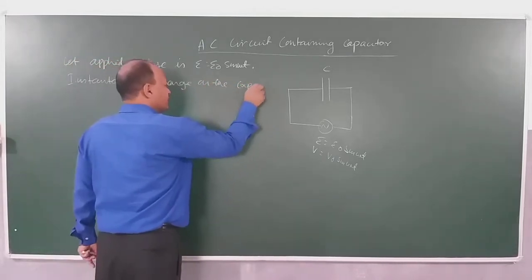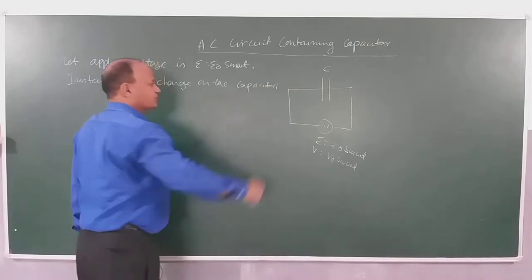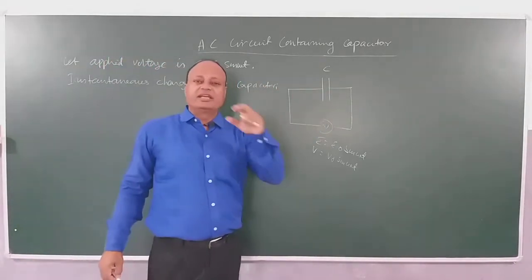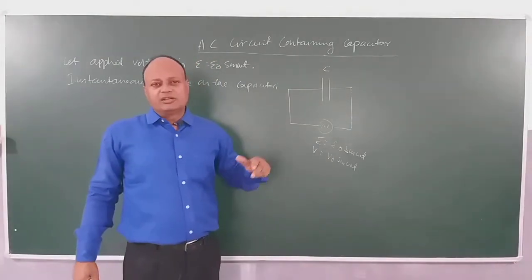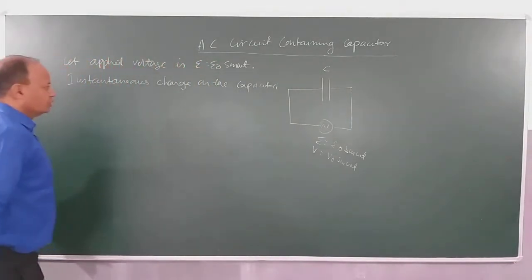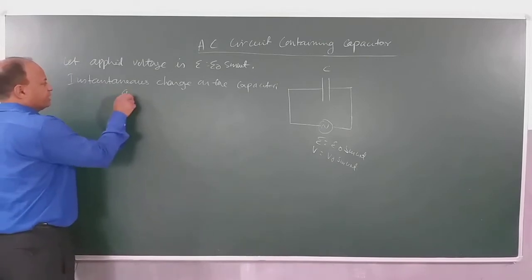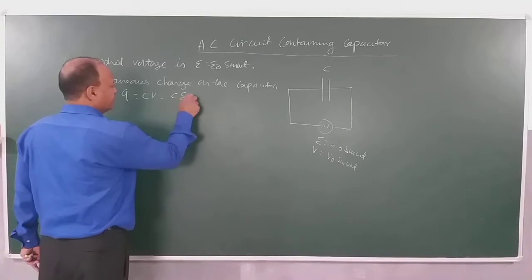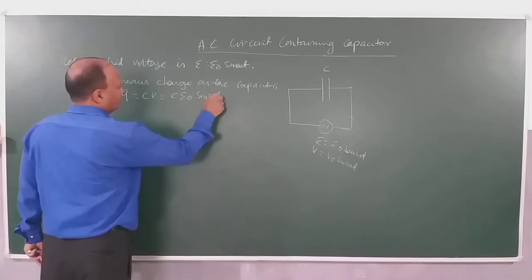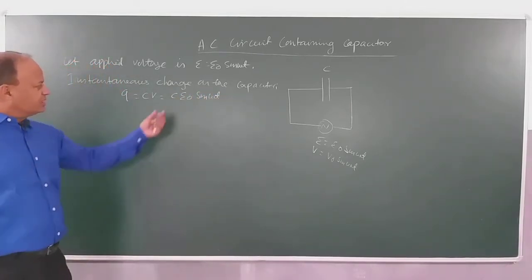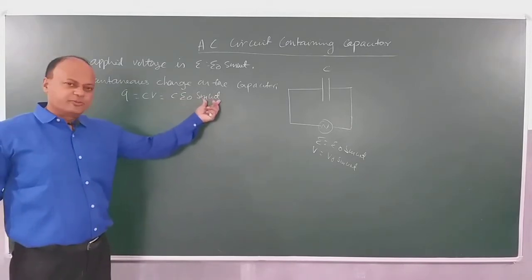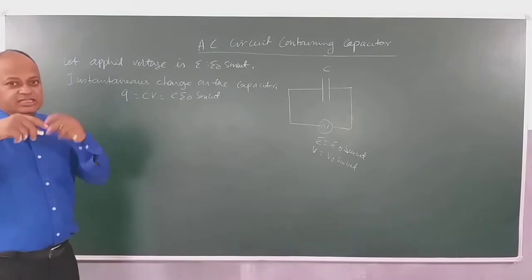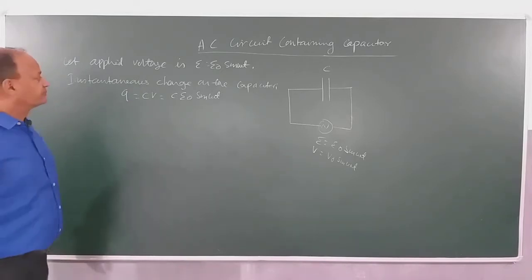Children, when this potential difference is applied, the current will be utilized to charge the plates of the capacitor, and this charge will be variable because the current itself is variable. So, charge Q equals C into V, which is C into E naught sin omega t. You can clearly see that C and E naught are constants, but sin omega t is variable, so therefore charge is also variable. As the charge is variable, the current will also be variable.